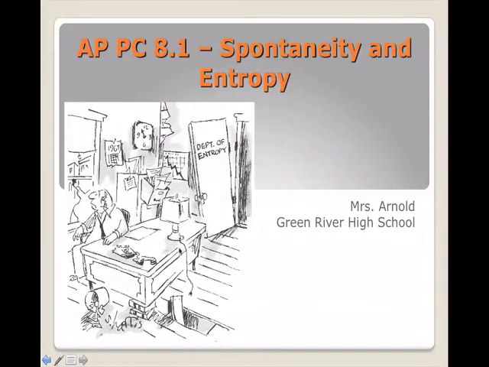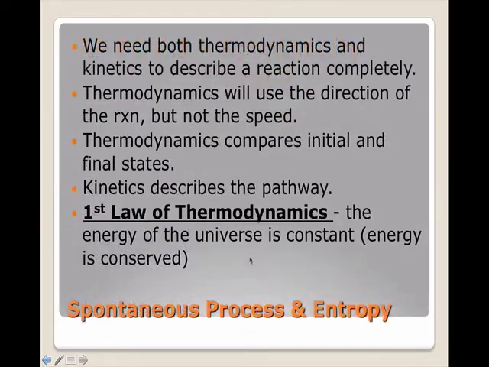This is AP Podcast 8.1, and we're going to talk about spontaneity and entropy. So the first thing is we need thermodynamics and kinetics when we're trying to describe a reaction completely. The thermodynamics tells us the direction the reaction goes. It compares the initial and final states, but it does not tell us how fast it goes. That's described by the kinetics of the reaction.